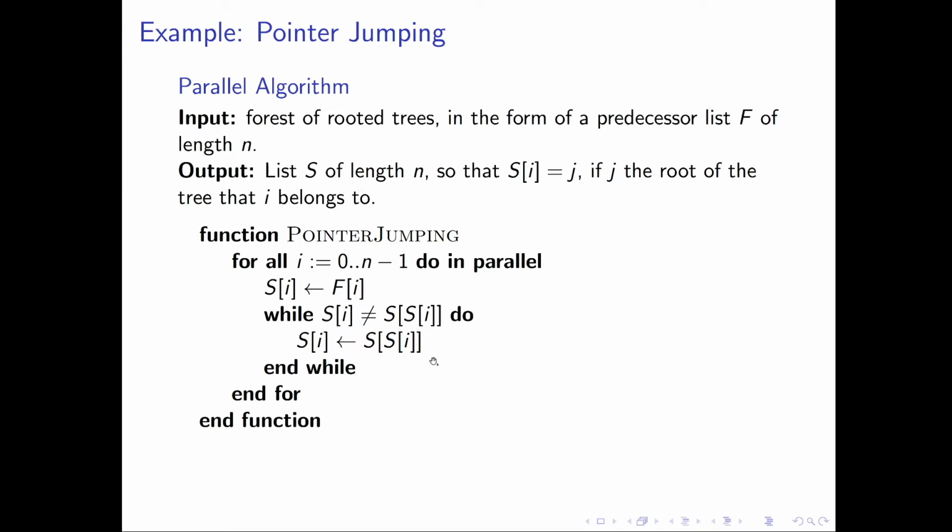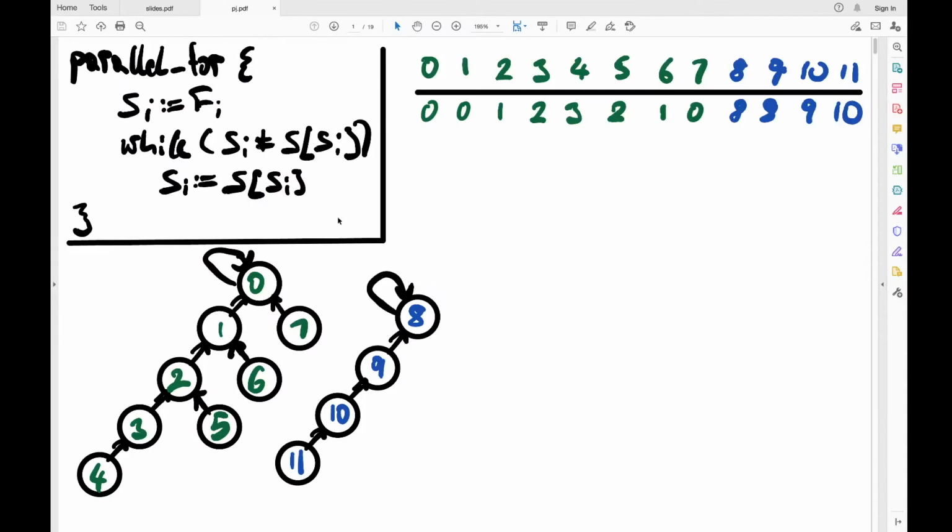Let us just have a look at how that looks in practice. And here I'm depicting our algorithm again, where we have the parallel for loop, and then the assignment at the beginning, and then we have this loop that is performed for all the i entries on the list. And let's just consider this example here with those two trees.